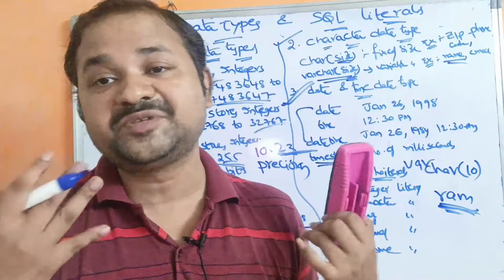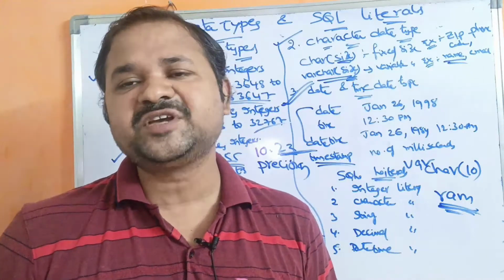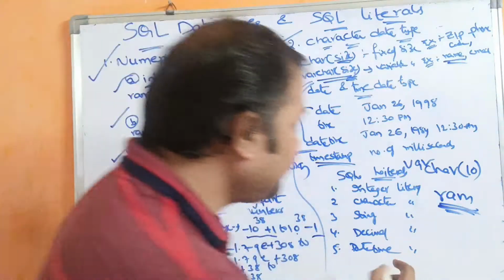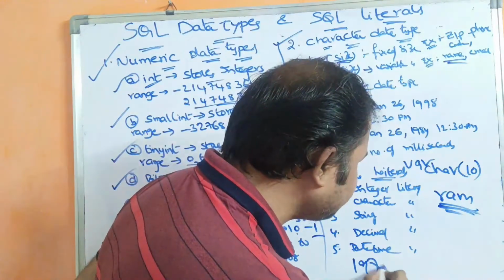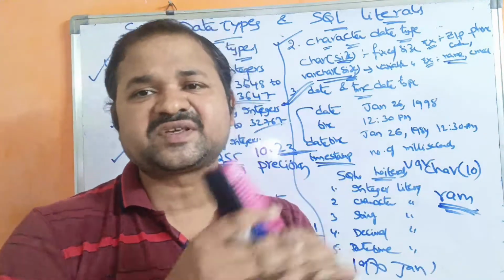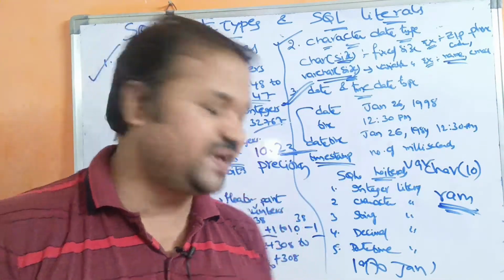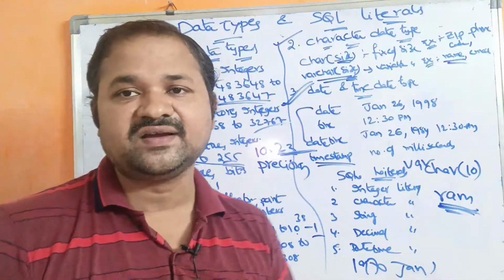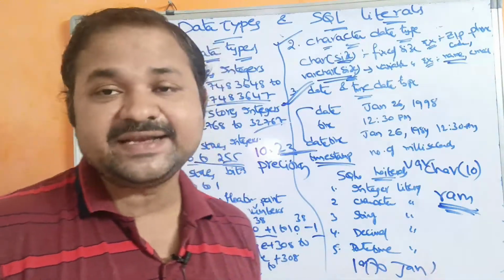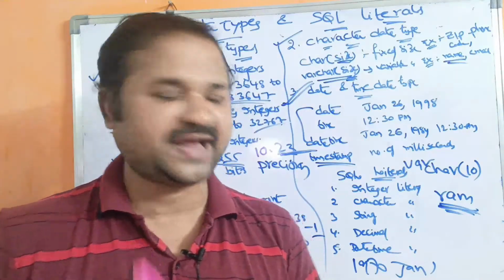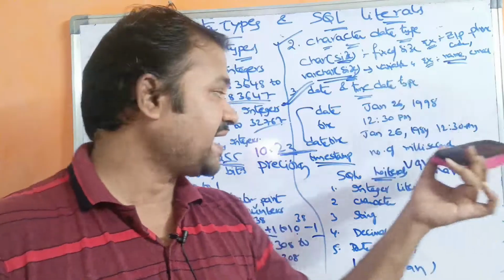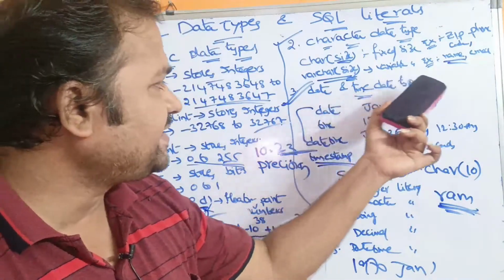Actually, we have an object called the date object. The date object was developed on 1970 January 1. So if we use timestamp, then it gives the number of milliseconds between 1970 Jan 1 and the current time. So these are the data types: numeric data types, character data types, and date and time data types.